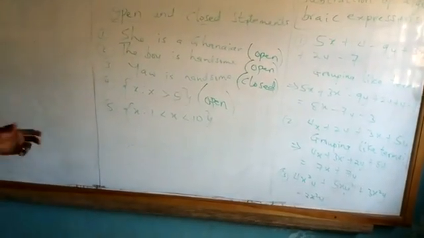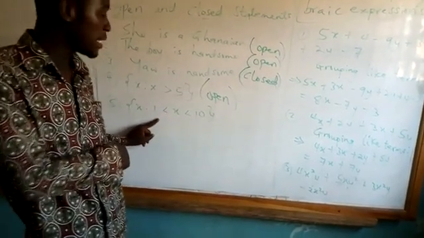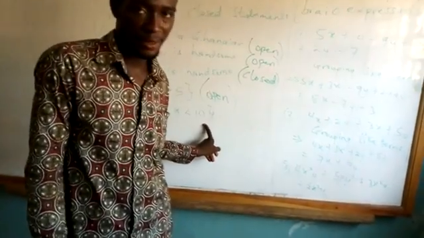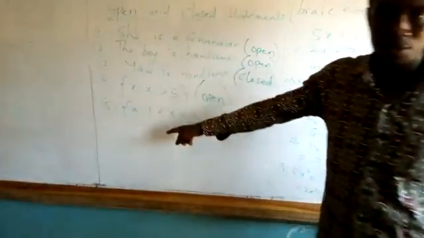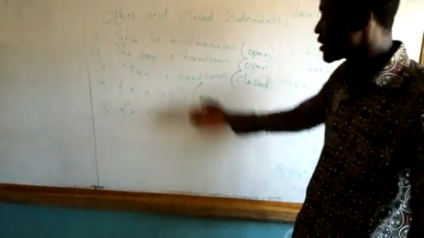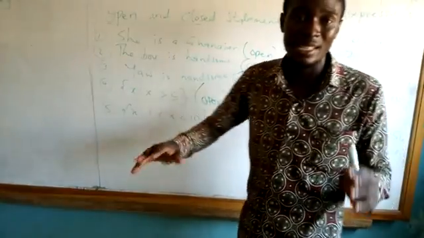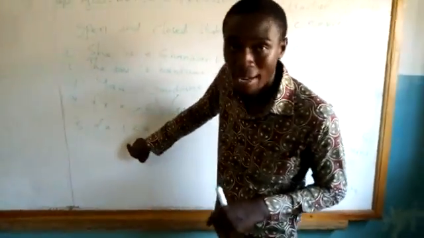Looking at the fifth one, x is such that x is greater than 1 but less than 10. You can see, now we know where x will start from. If you have to list the values of x, we know that this is talking about a range of numbers. Because x is what? Greater than 1.